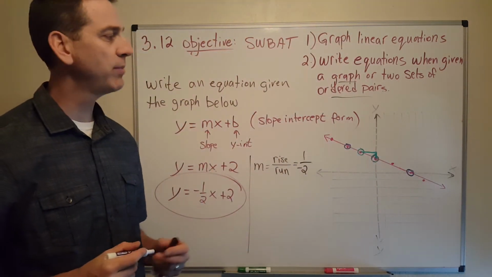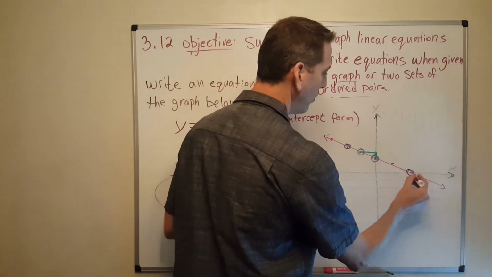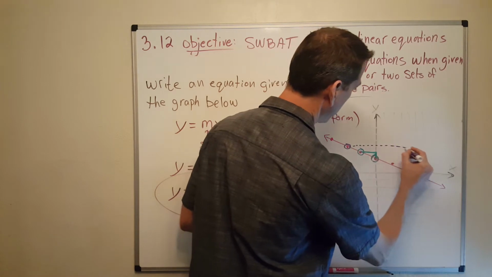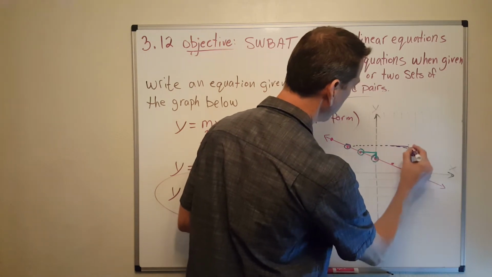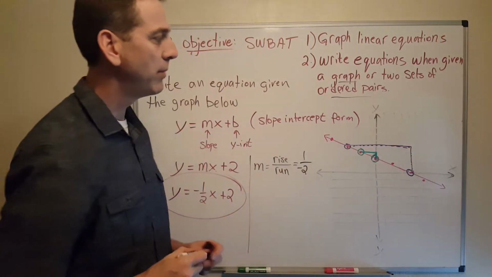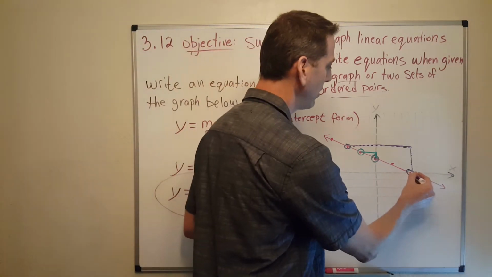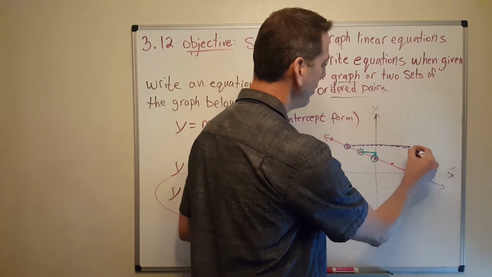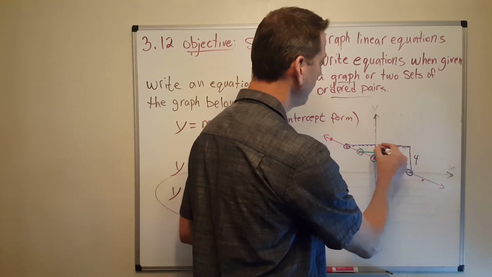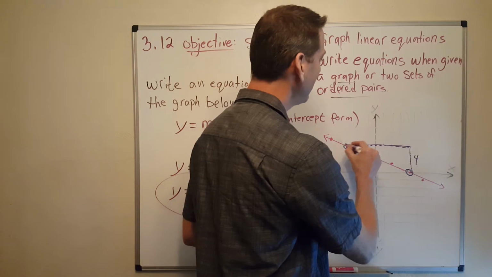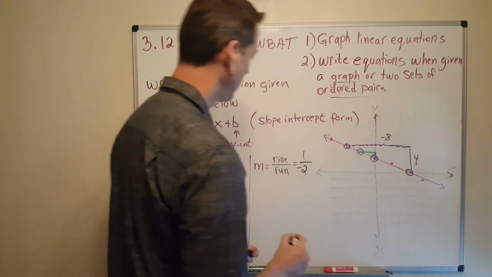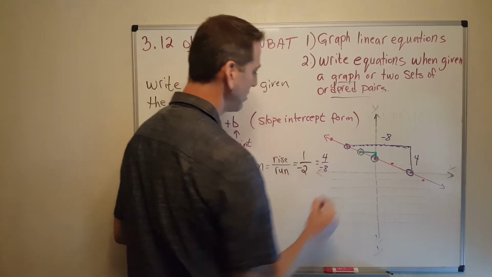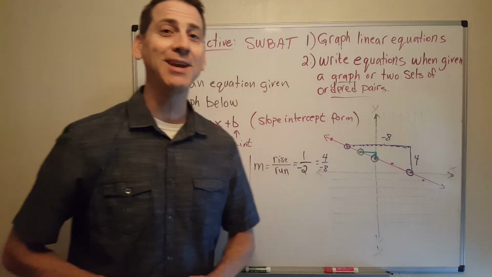What's my rise and what's my run? Again, I can just make myself a right triangle. My rise from this point is 1, 2, 3, 4. And my run is 1, 2, 3, 4, 5, 6, 7, 8. Negative 8. So wouldn't that just be 4 over negative 8? And isn't that the same as negative 1/2?